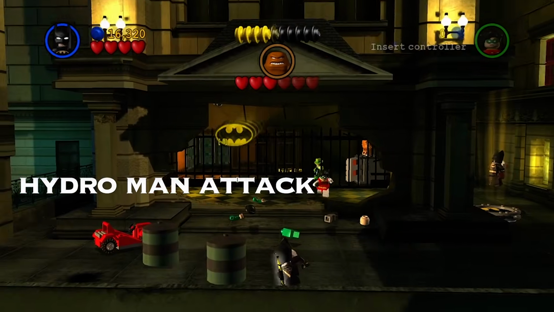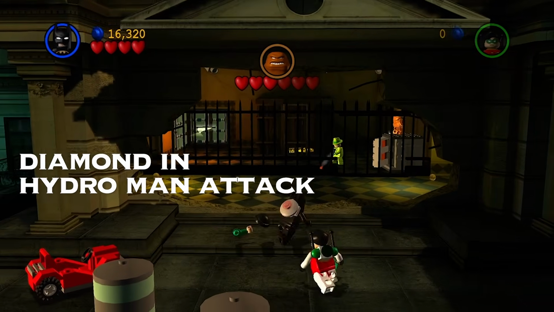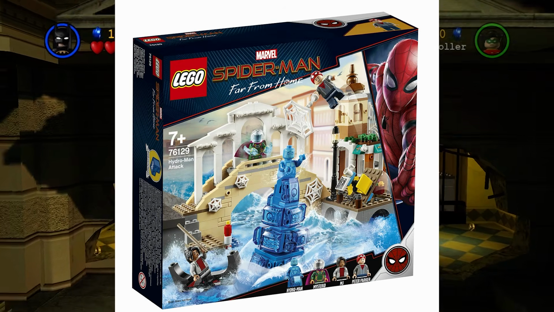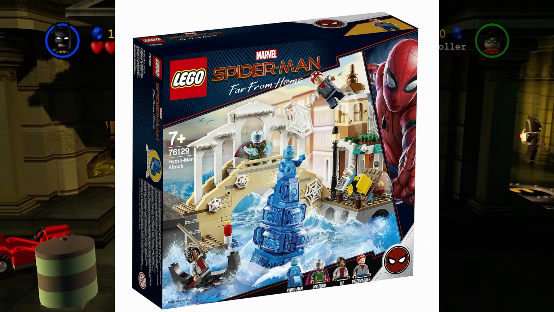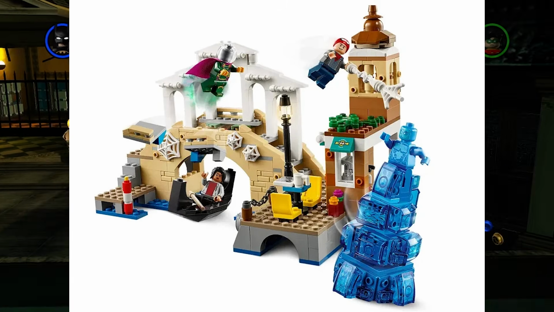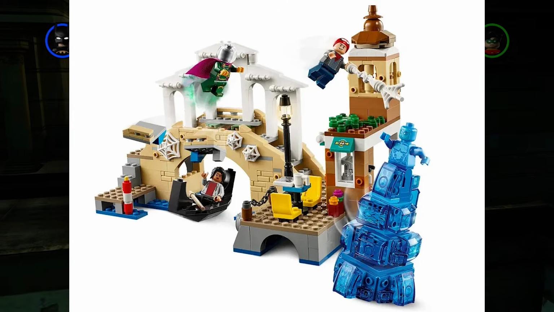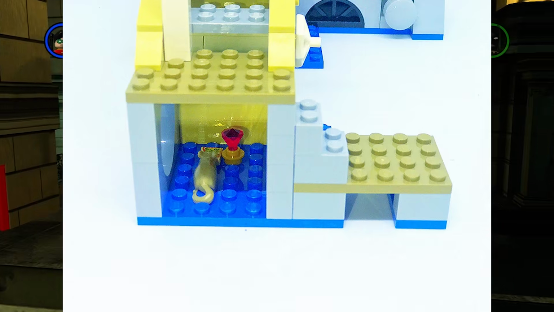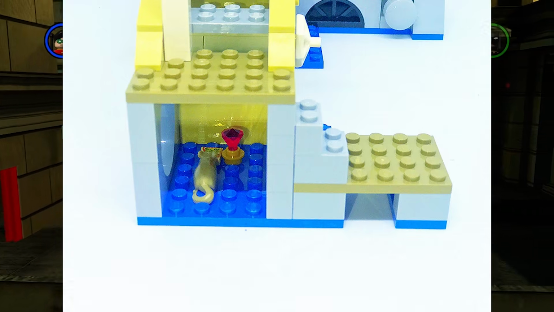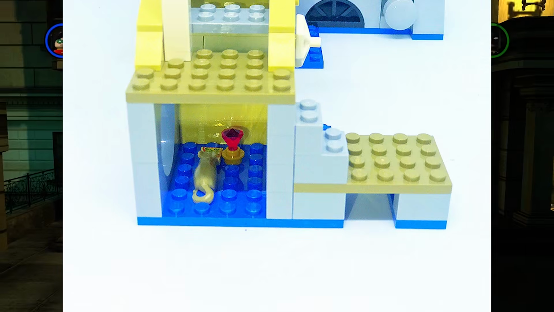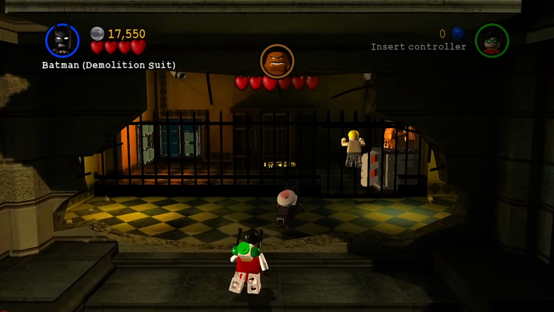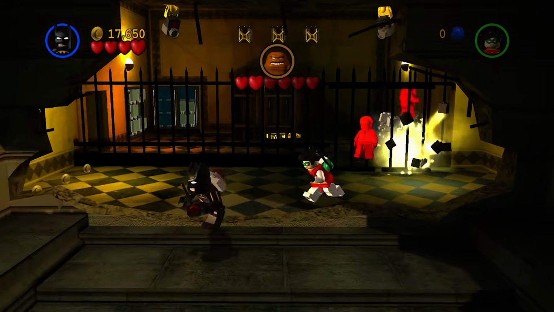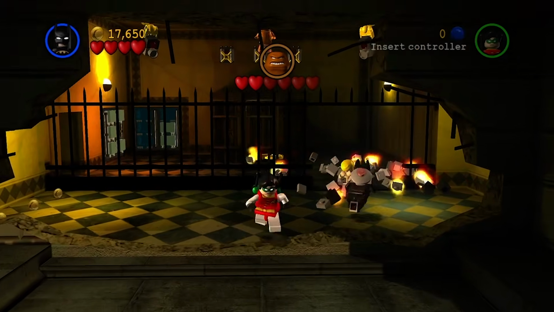Diamond and Hydro-Man Attack. Hydro-Man Attack is this 2019 Marvel superhero set based on Spider-Man: Far From Home. The primary build of this set is a bridge over one of the canals of Venice, and there's this kind of hidden spot underneath the bridge where you have this rat and pizza tile piece, and for whatever reason there's a diamond there too. So I don't know if a tourist dropped a diamond ring or something over the bridge and this rat collected it. I think it's just like a fun little Easter egg.